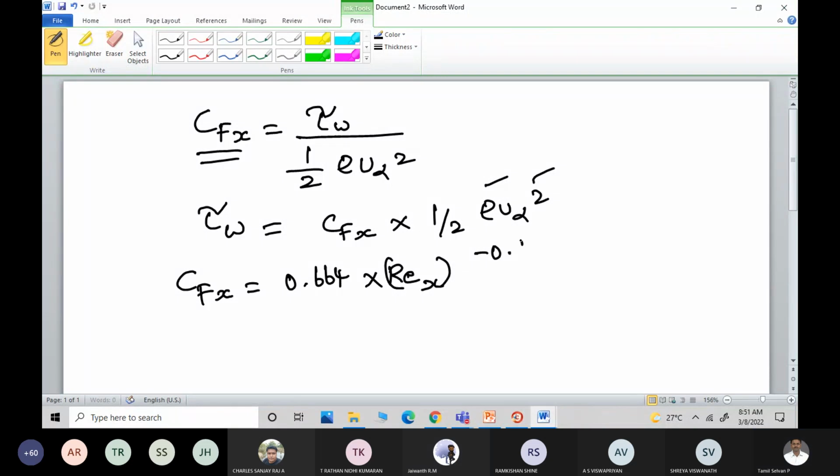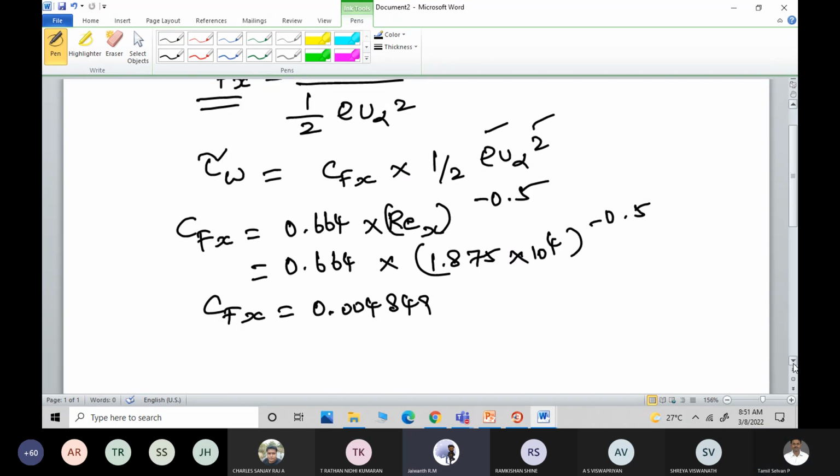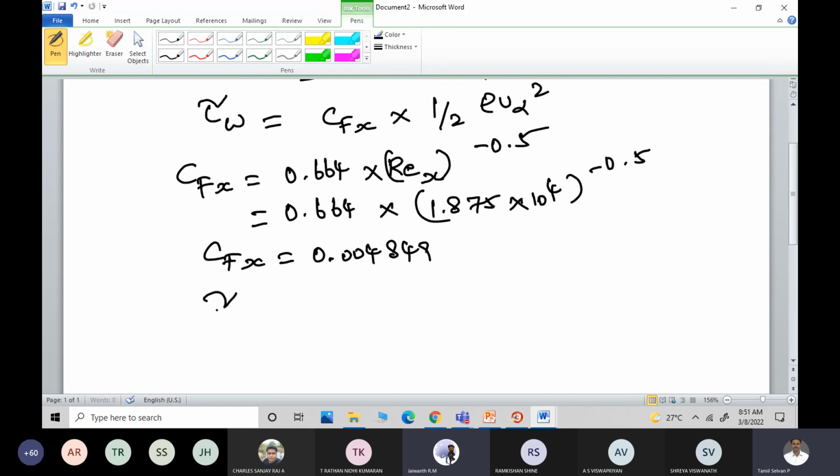Now substitute this value. How much did we get? Reynolds number 1.875 into 10 to the power of 4, whole power minus 0.5. So what is this value? Cfx is 0.004849. So now we can find out the wall shear, the local shear stress.